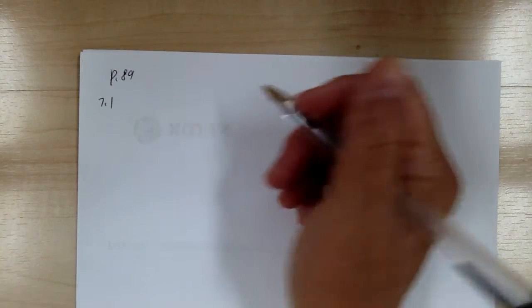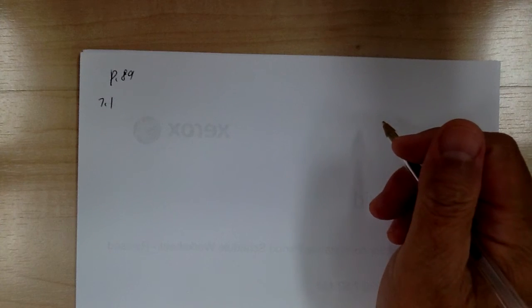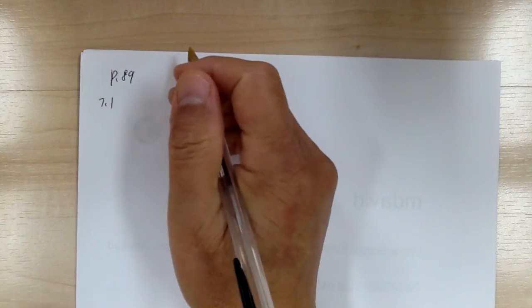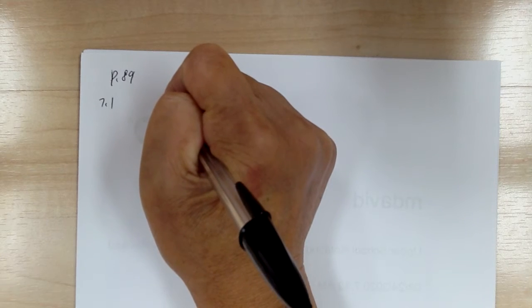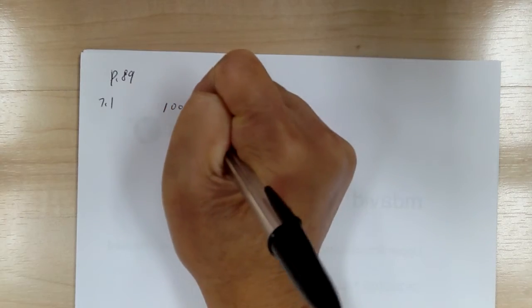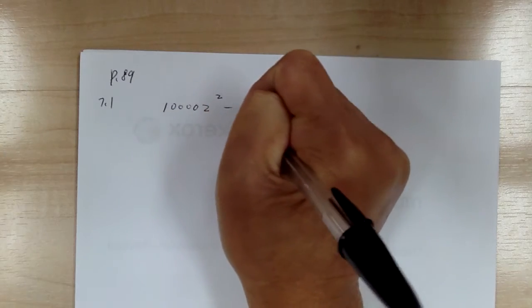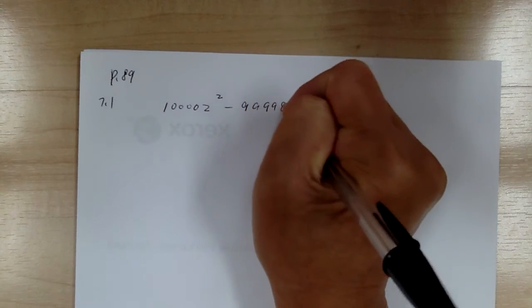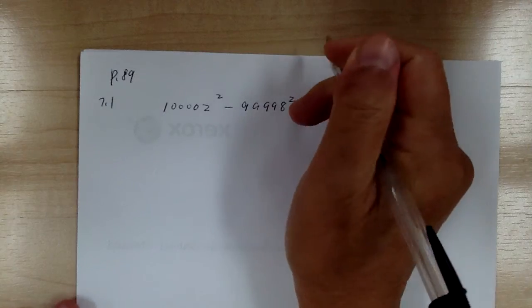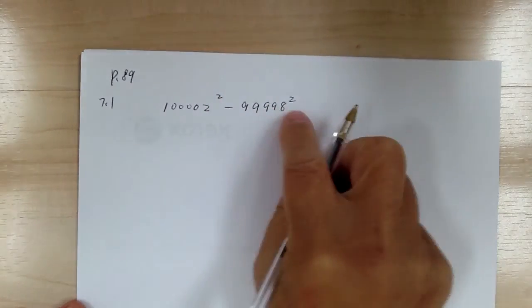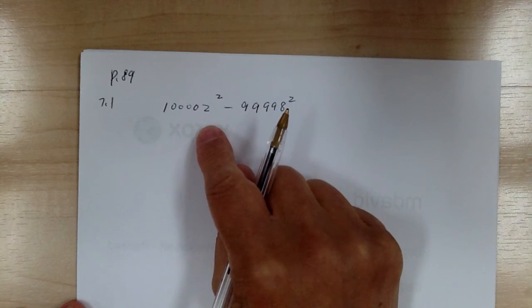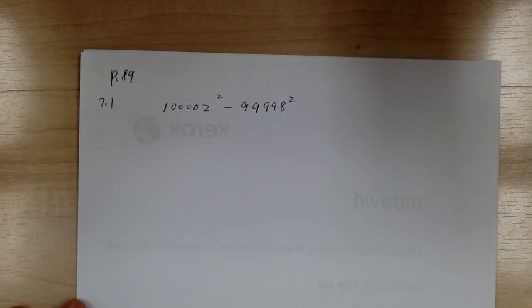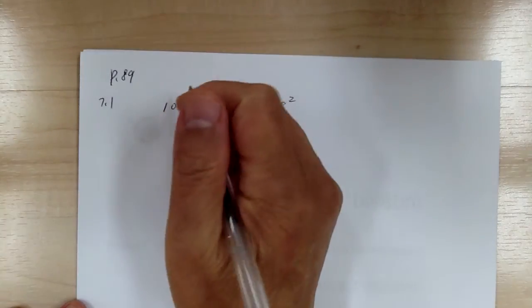especially if you're not allowed to use a calculator, or if the number is so long that you're unable to display it on the calculator display. So let's go straight to an example: if you want to evaluate 100002 squared minus 99998 squared. Normally you would square this and square that, then subtract. But the problem is, again, the numbers can be long. So what you can do is use the technique of factoring.